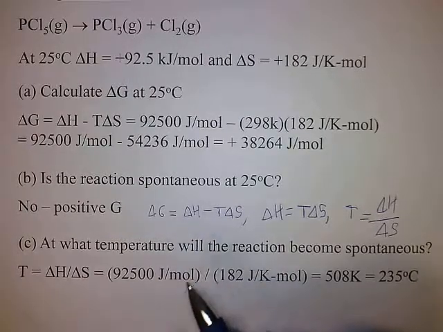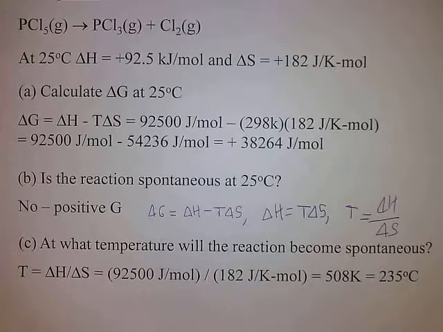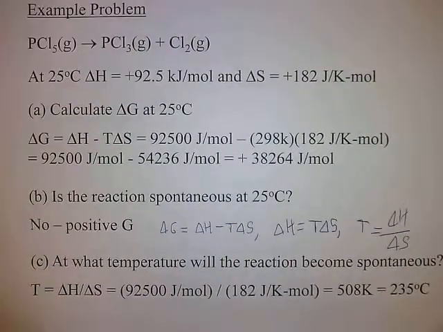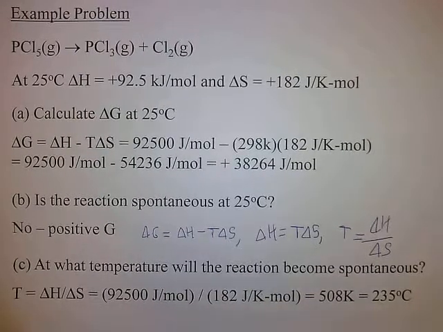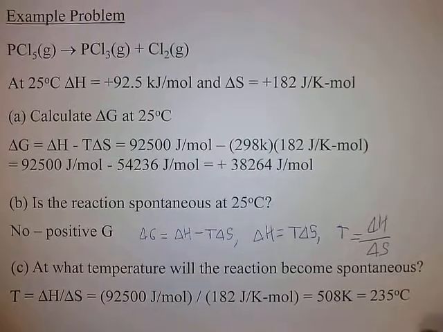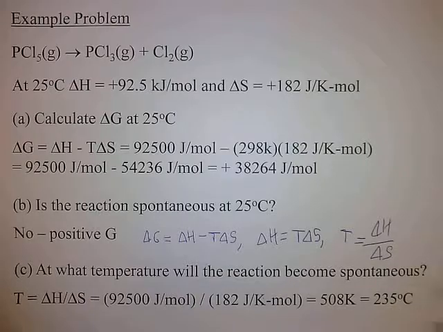And the joules and the moles will cancel, and that will give us Kelvin. And this comes out to be 508 Kelvin. We subtract 273 from it to convert it into Celsius, which is 235 Celsius. So this is basically your break-even point. At 235 Celsius, delta G is 0. So basically, any temperature over 235 Celsius, the reaction will be spontaneous. All right, so we will stop here for our second video.